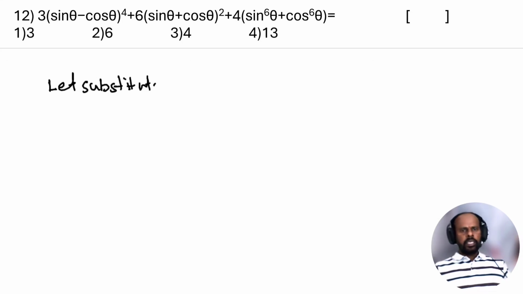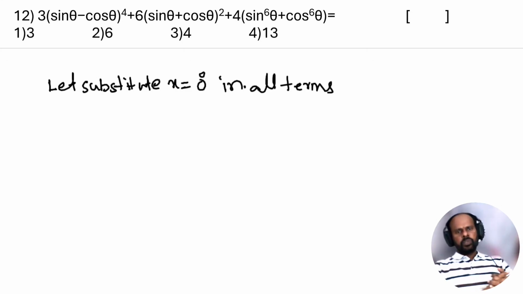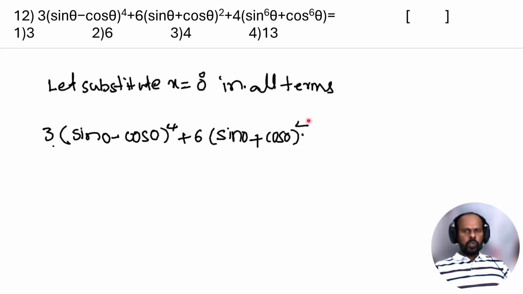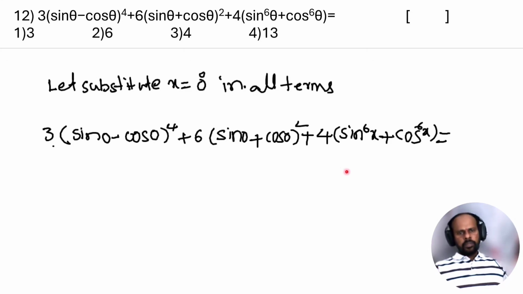Let us substitute in all these angles, or in theta place let us write 0 degrees. So what we get: 3 into sine 0 minus cos 0 power 4, and next plus 6 into sine theta plus cos theta whole square, and plus 4 into sine power 6 theta plus cos power 6 theta.